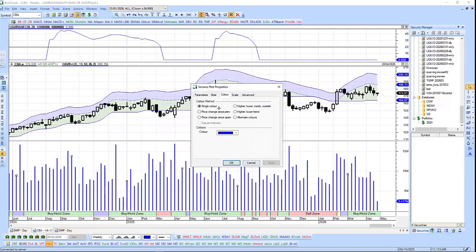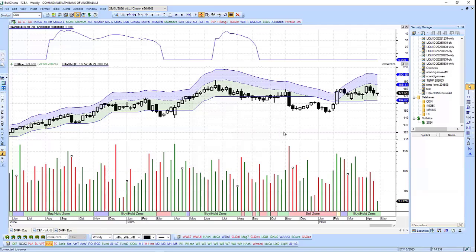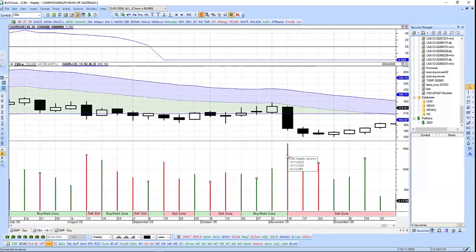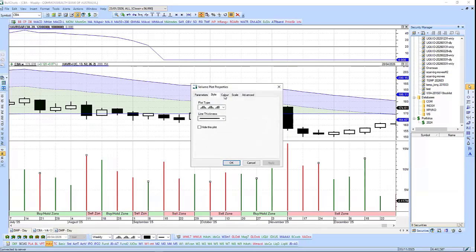And the other thing I could do is change the color so that this second option, perhaps price change since previous, means that it'll be a red bar if the price has changed today compared to yesterday. Now that's different to the next option, which is price change since open, regardless of yesterday's price. Now, if you apply that with some stocks, you might see no difference, or it might be what you want.